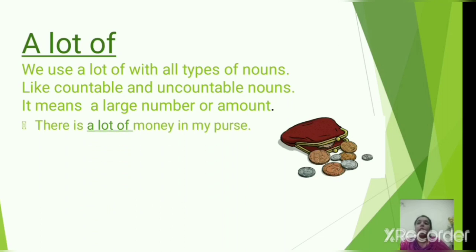There is a lot of money in my purse. So a lot of is talking about quantity. And money is what? Students, tell me. Money is a singular uncountable noun. And in front of it we are using determiners. So a lot of is a determiner. Now I am moving to next example.